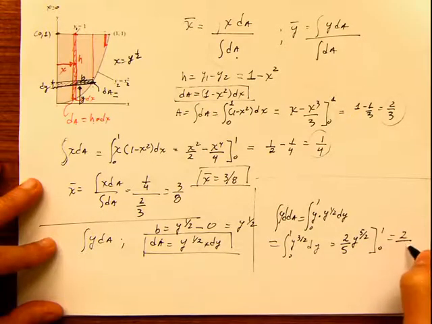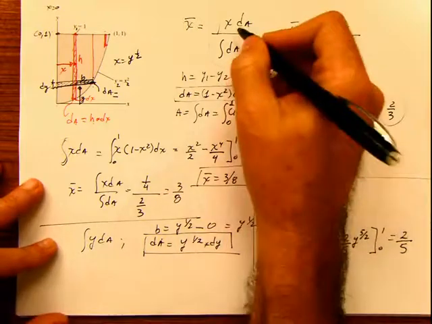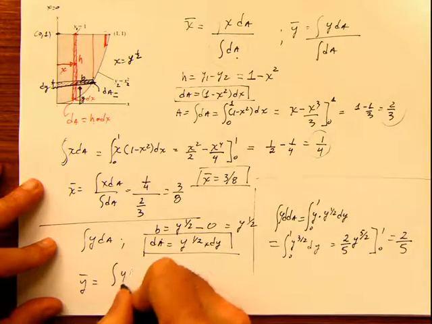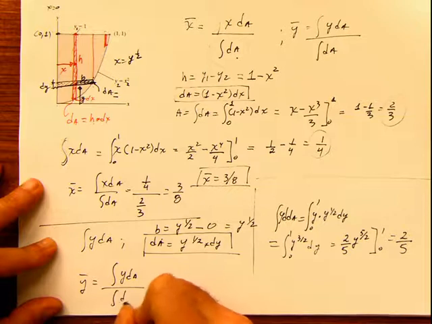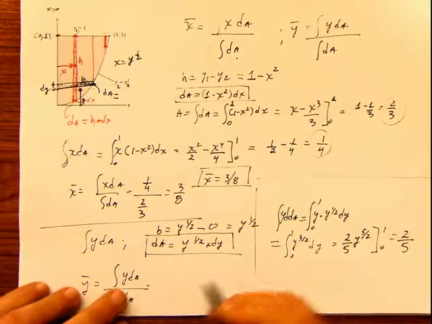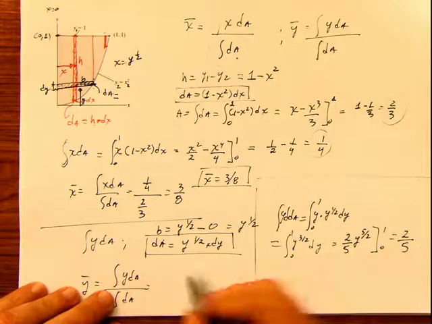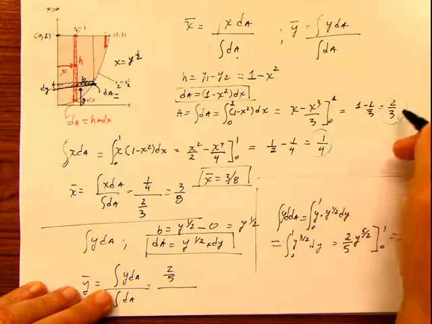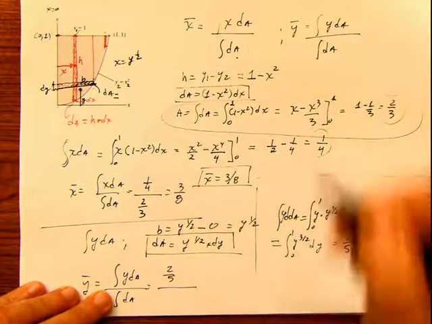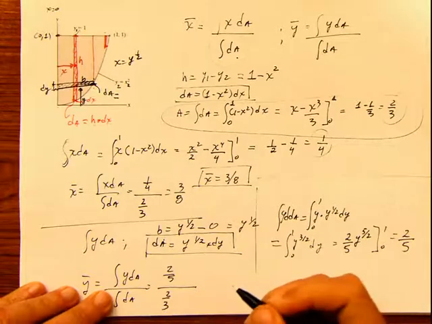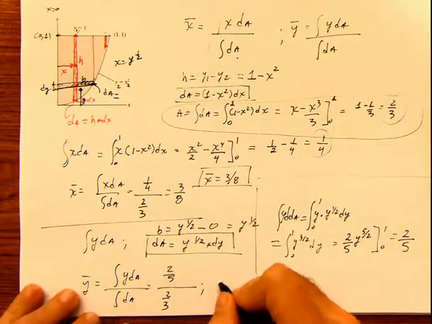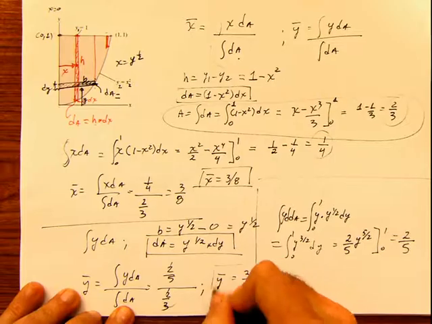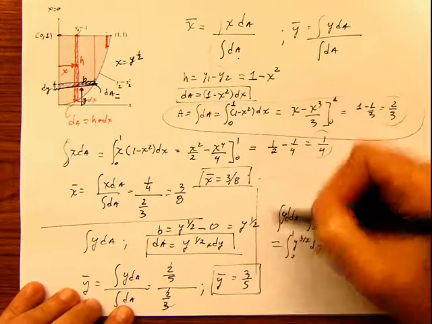So when I do the evaluation, I get 2/5. Now if I apply my equation for y bar, y bar is going to be equal to the integral of y dA divided by the integral of dA, and this one is the one that we calculated, 2/5, and I calculated before my area right here, which is the integral of dA, 2/3, and then this and this cancel out. That means that y bar, this and this cancel out, and this goes up and this goes down, is equal to 3/5. So then you have your x bar, and then you have your y bar.